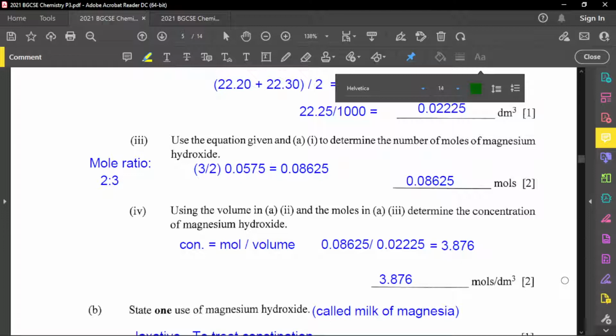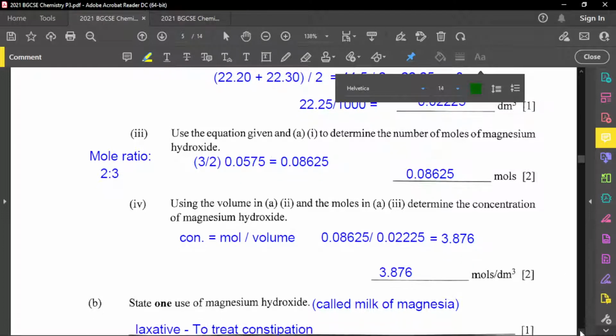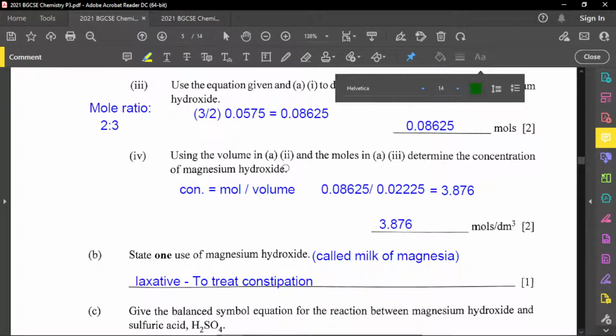All right, so let's go to part 4. In part 4, using the volume in A2 and the moles in A3, determine the concentration of magnesium hydroxide. To find the concentration, it is the moles divided by volume. We already have our moles, and we have our volume. So the moles is right here, and then our volume was 0.02225.